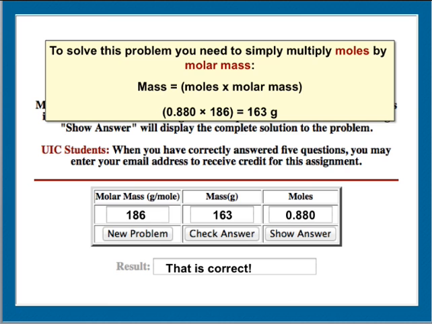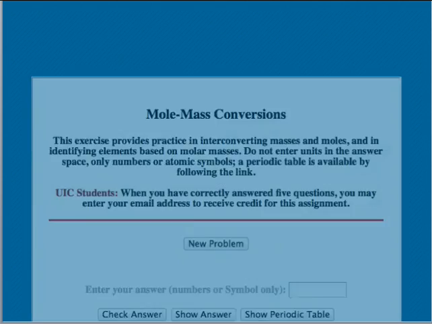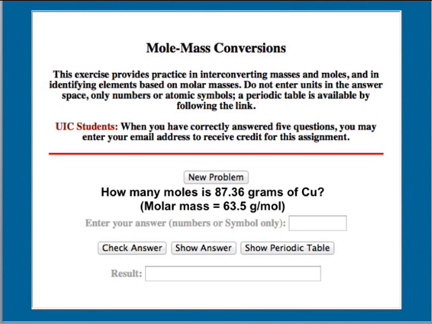Now there's another version of this tutorial that's essentially a word problem. Everybody says they hate word problems, but this is a word problem. How many moles does 87.36 grams of copper represent? Same sort of thing, it's just not in a table, is it? How many moles is this?